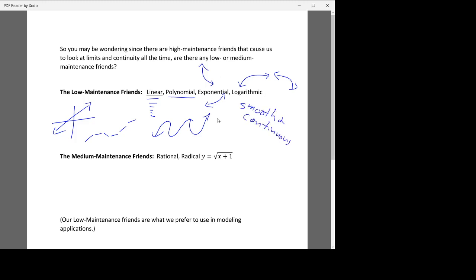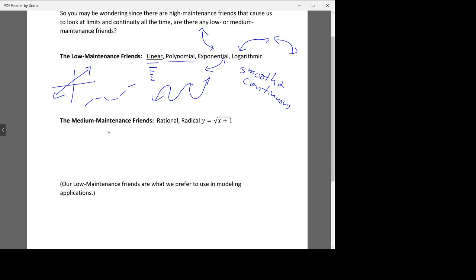And then our medium maintenance friends, things like rational functions, 1 over x, things that give us headaches on domain. Or radicals, square root of x. That's actually not too unfriendly, but there's a domain question going on there. And then sort of this kind of thing, that's an example of a radical. So these guys, they have something weird going on, an undefined point. We have to be careful when we use them, because they can break computers. That's the end of the lesson.